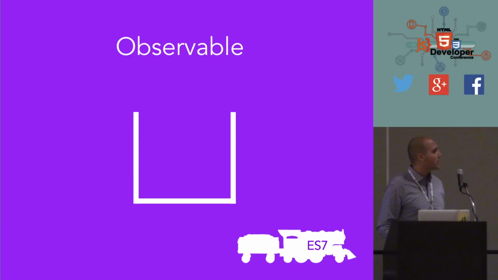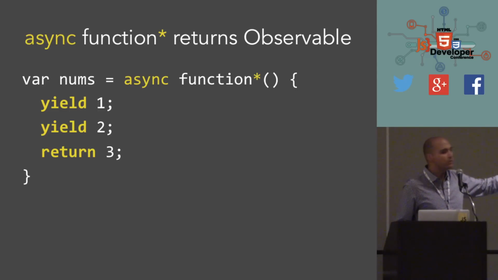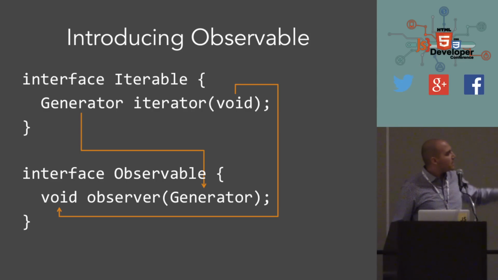So let's take a look at what that looks like. This is the observable that we talked about earlier. So if an async function star, what would this do if we yield 1, 2, 3 with this async modifier in front of the function star? Well, I'd like to see this interface introduced called the observable. And the way it works is an iterable, like the array and set and map in JavaScript 6, allows you to request an iterator on this, what's actually a generator. The observable accepts from the consumer a generator. So we've just swapped the arguments and the return type.